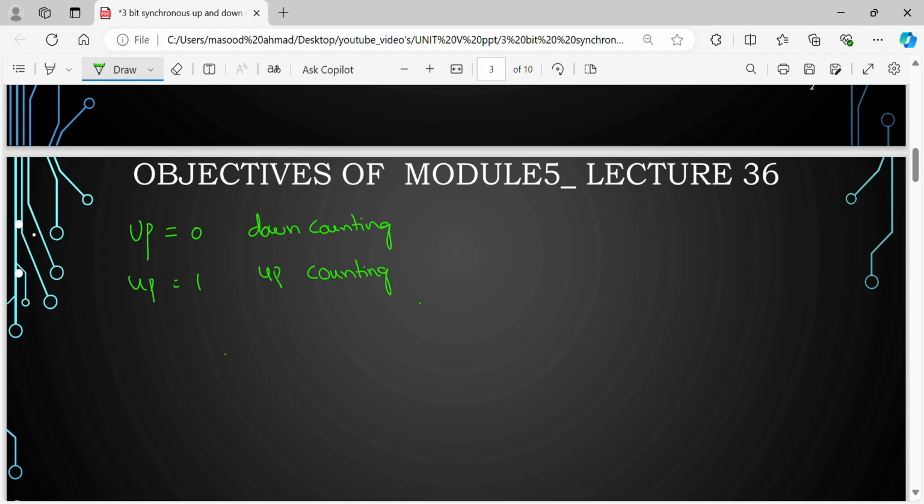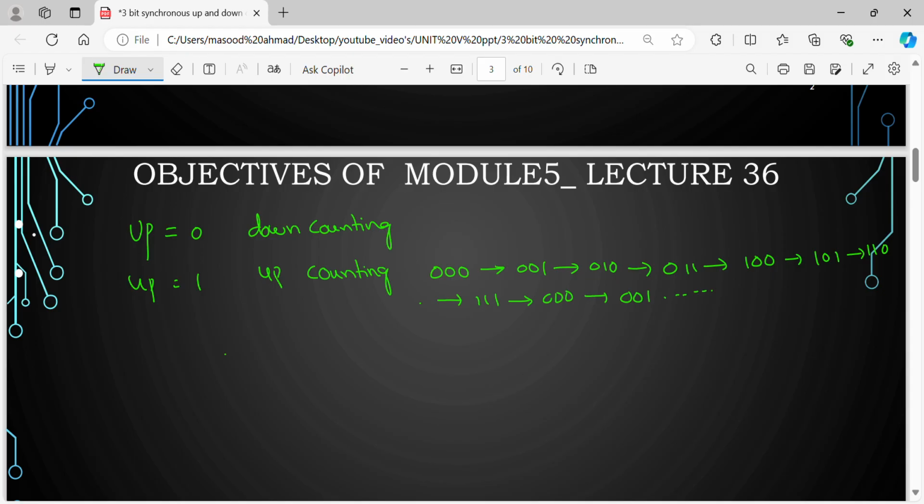Up counting is 3-bit up counting. So 0 0 0, from there it will go to 0 0 1, from there it will go to 0 1 0. Next is 0 1 1, then 1 0 0, then 1 0 1, then 1 1 0, then 1 1 1, then 0 0 0, then 0 0 1, and so on. It will continue. What about down counting?